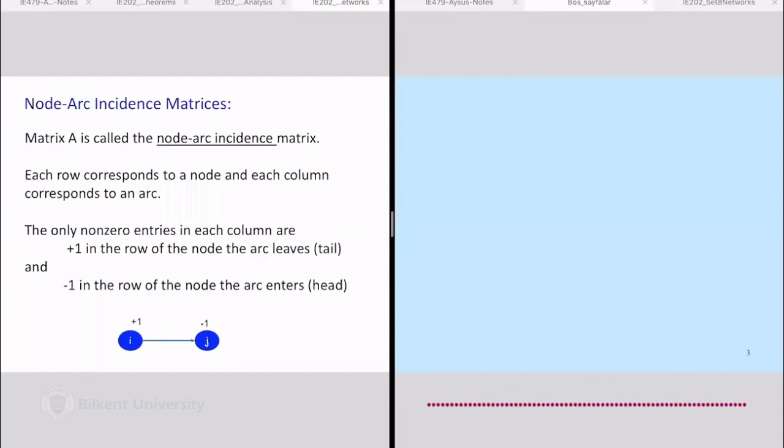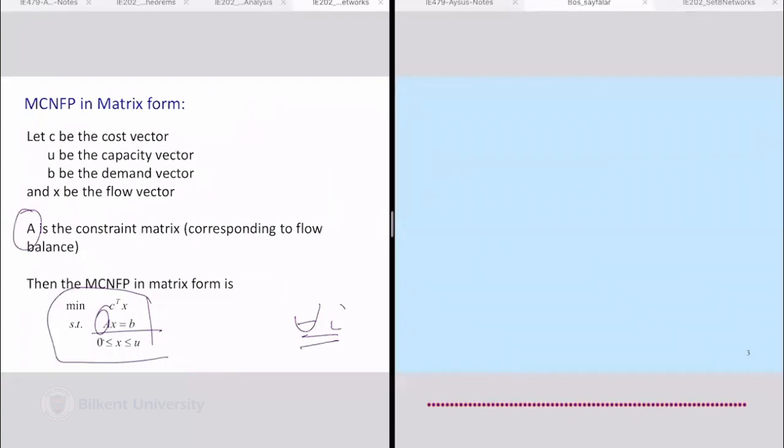In each column, there are only two non-zero entries. There's a +1 where the arc is leaving, so the tail, and a -1 at the head of the arc. This is the structure of matrix A, actually. So if this is my arc, my tail will have a +1 and my head will have a -1 in the node arc incidence matrix. When you write the flow balance constraints, that's what you will be seeing.